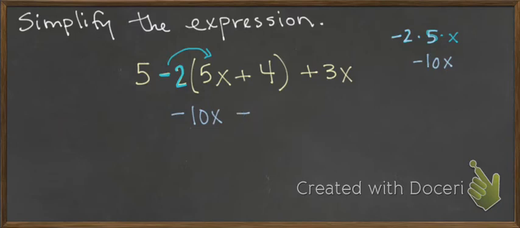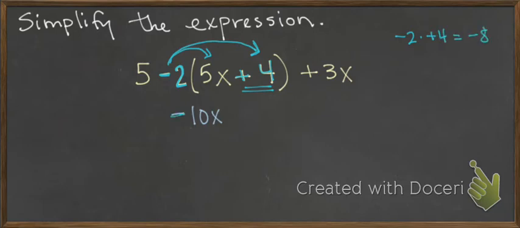No, that's a common mistake people make. When you're distributing, you want to make sure that you distribute that number outside the parentheses to both of the numbers inside the parentheses. So what am I multiplying negative 2 by here? I'm multiplying it by positive 4. You want to make sure you pay attention to whether this is positive or negative. So negative 2 times positive 4 is negative 8. So when you distribute, you have this negative 10x minus 8. And then everything else stays the same.